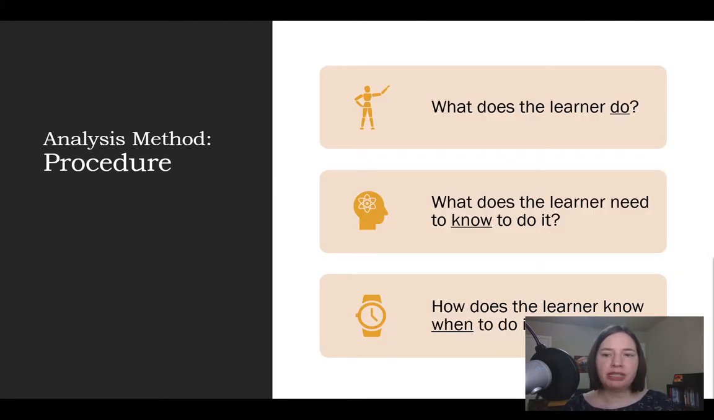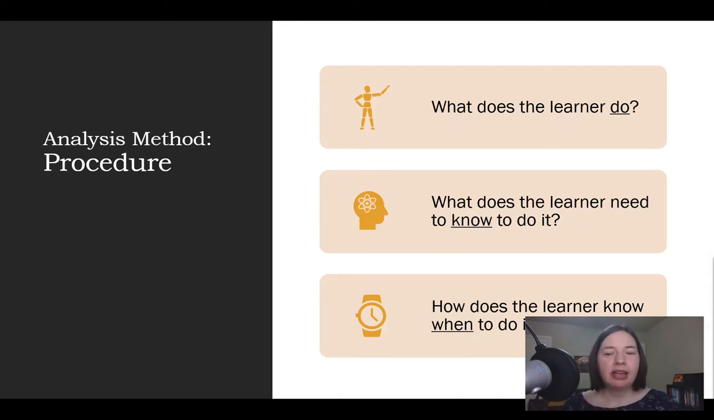If you have a procedure that's more complex, you might break it down like this. What does a learner do? What do they need to know to do it? And then how do they know when to do it? So I might know in baseball how to throw a ball, but I need to know when it's appropriate for me to throw that ball. What cues tell me when to do it?